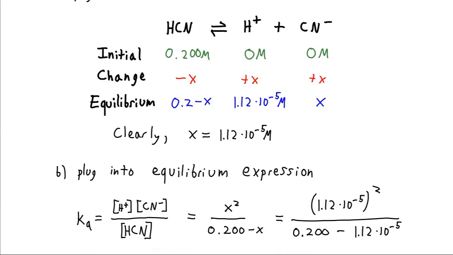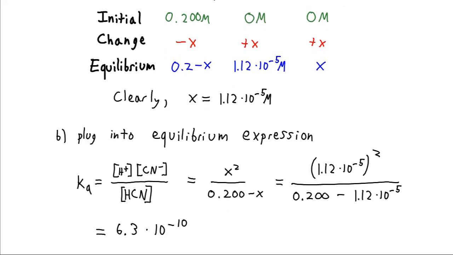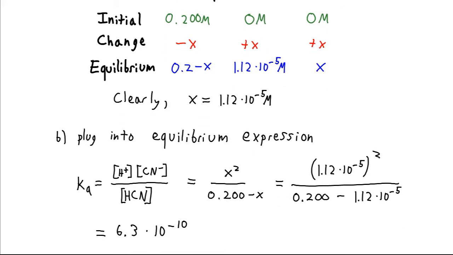So our constant is going to be products over reactant, so it's going to be these numbers divided by this number. If we write it algebraically, this is our x. So we have x times x over 0.2 minus x. And we can plug in this 1.12 times 10 to the minus 5 for x. And in that case, we get the equilibrium constant that we are after, 6.3 times 10 to the minus 10.